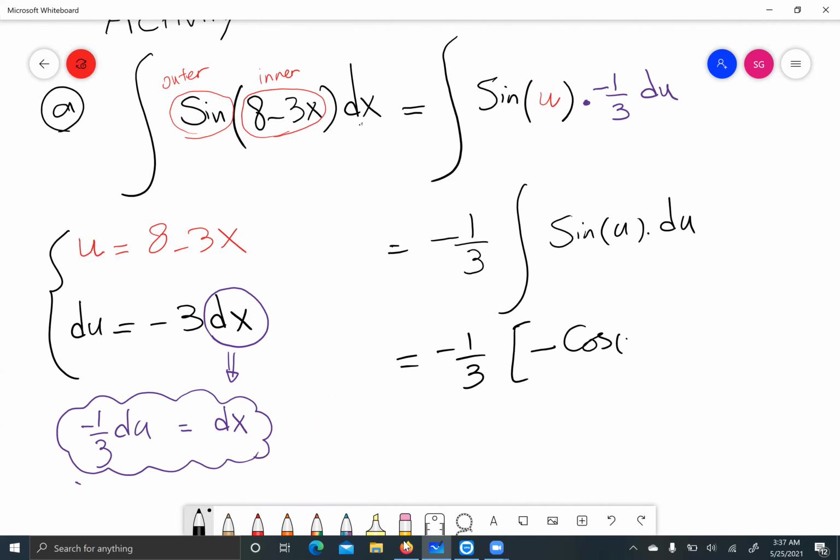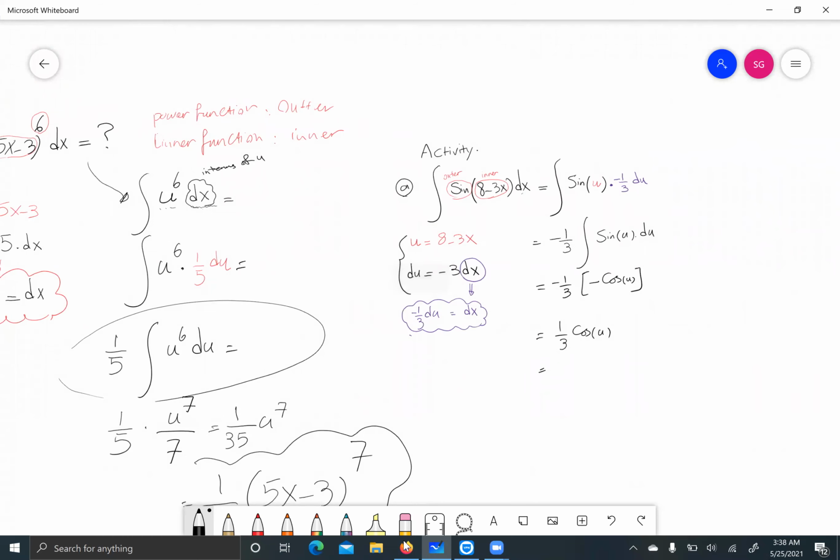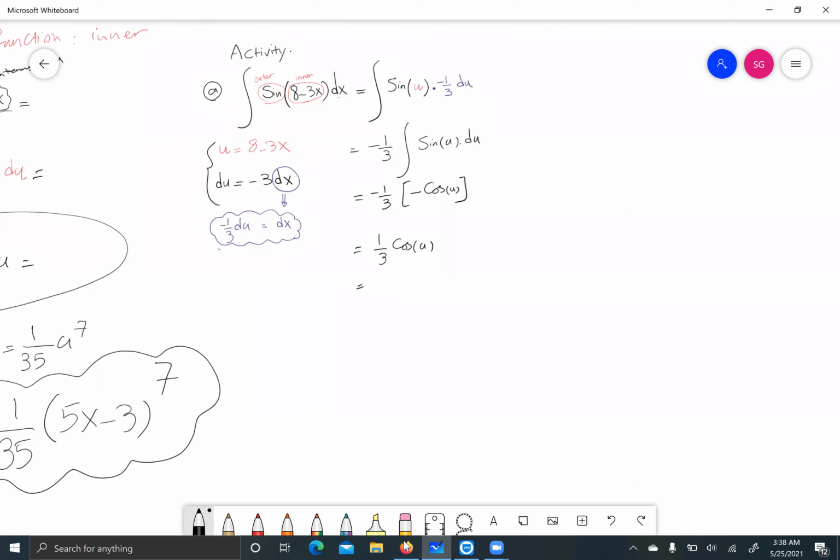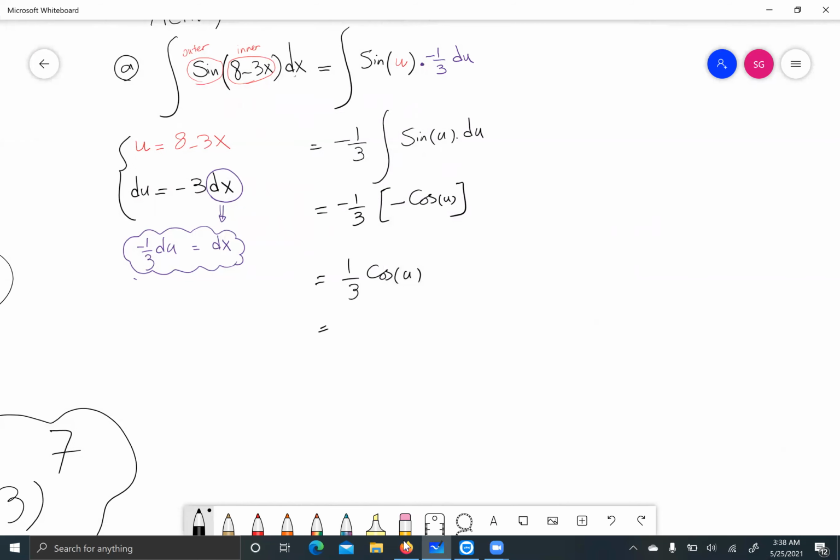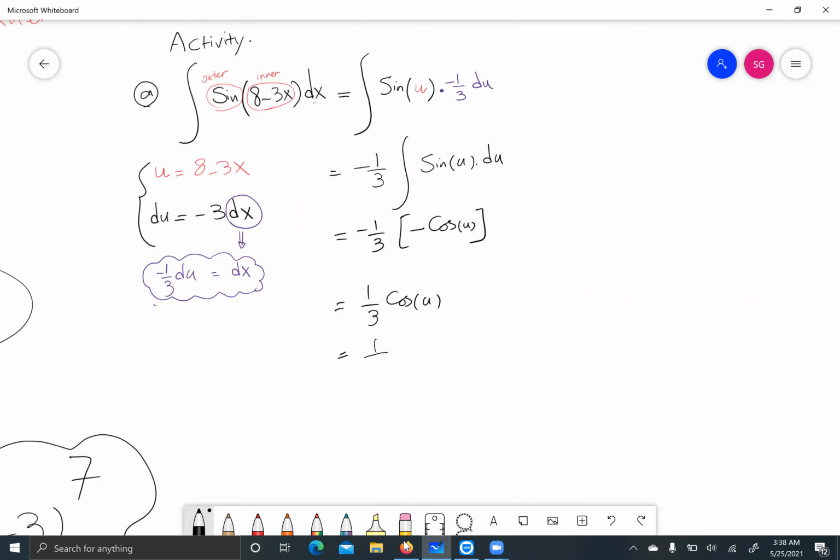Because the question is in terms of x, we need to give the answer in terms of x as well. So now substitute back. u in terms of x is 8 minus 3x. That's it. Got it?